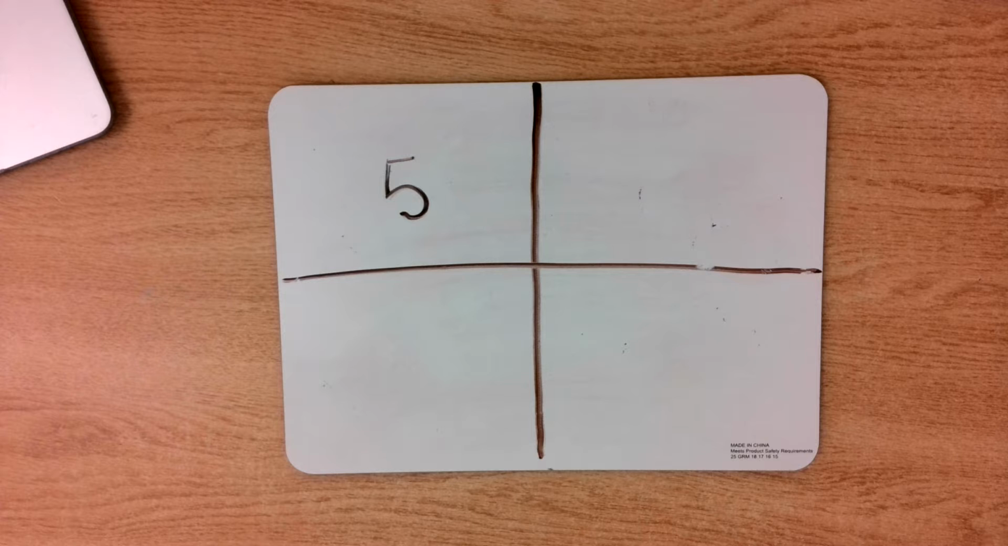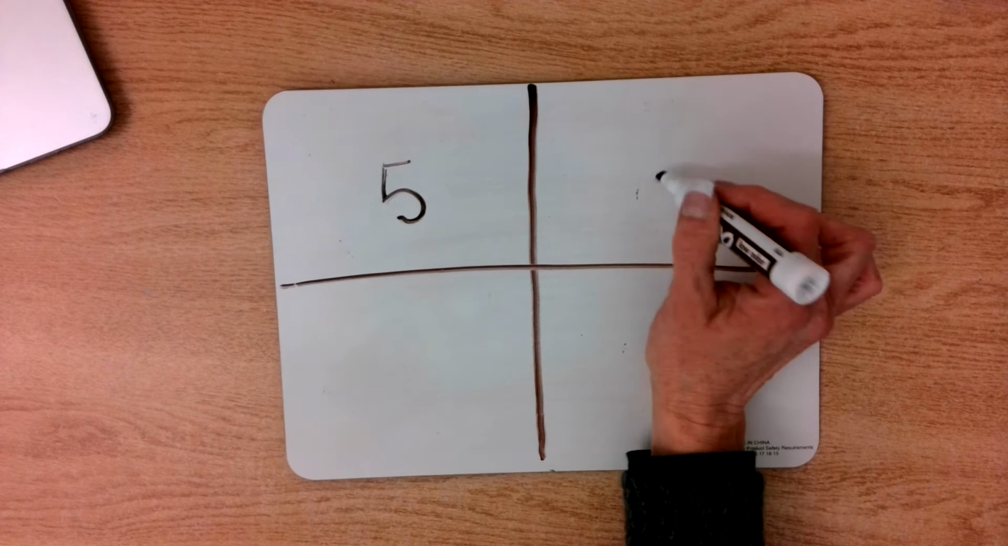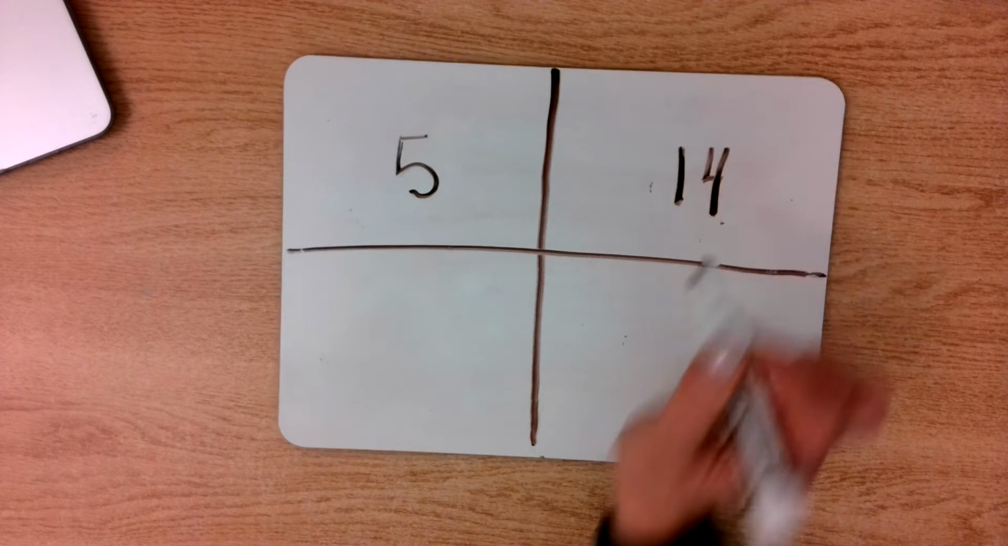Let's do a double. What is 7 plus 7? 7 plus 7 more. I hope that you're saying 14. Good job.